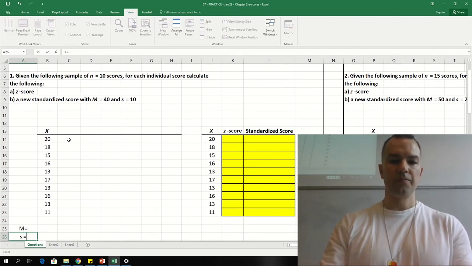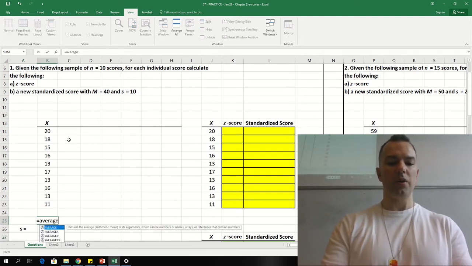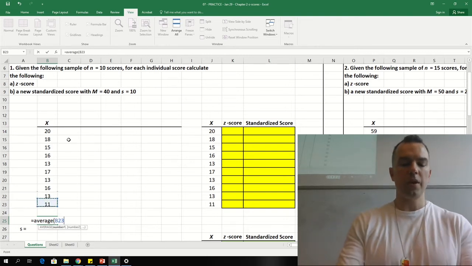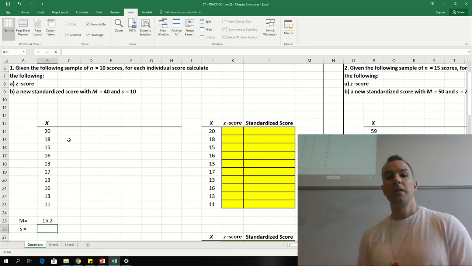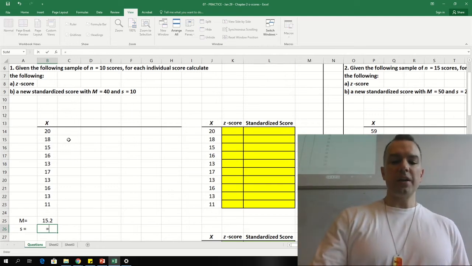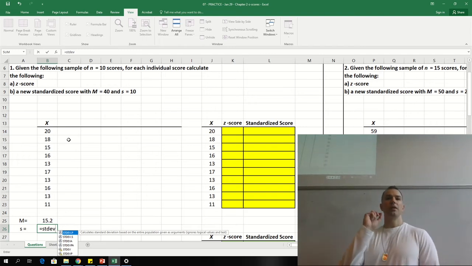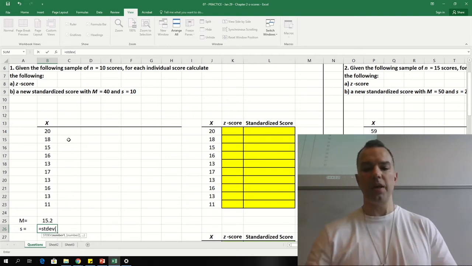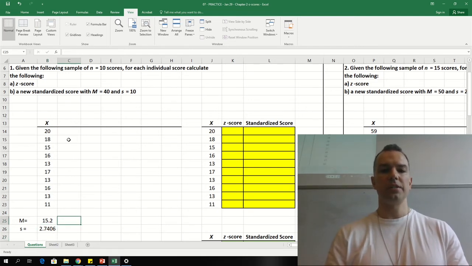and let's calculate the standard deviation. So hopefully you remember how to do these. If not, for the mean, equals AVERAGE, open parentheses, highlight those scores, close your parentheses, and we have the mean for the raw scores. And then for the standard deviation, equals STDEV. This is going to be just straight STDEV because we're dealing with a sample, so we're not going to use .P. We're going to use STDEV. We're going to highlight our raw scores, and now we have our standard deviation.